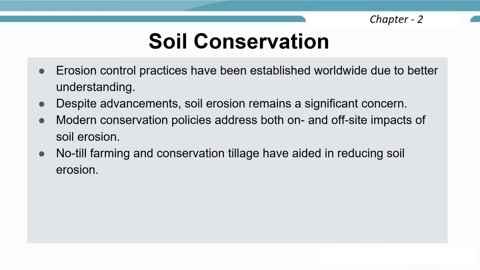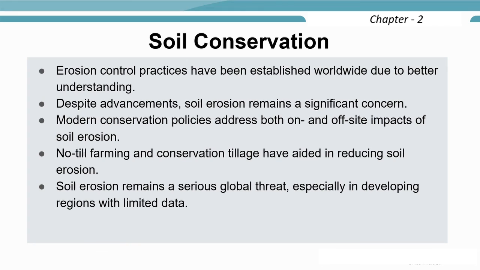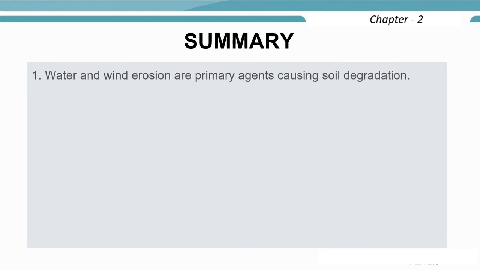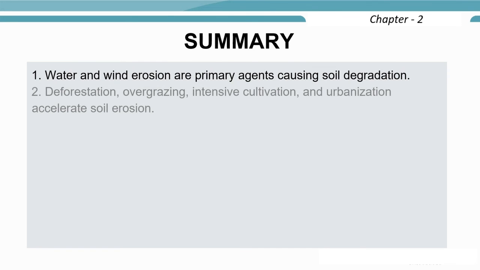Soil erosion remains a serious global threat, especially in developing regions with limited data. So in summary, water and wind erosion are the primary agents that cause soil degradation. We learned about some of the forms of water erosion. We broadly discussed geologic and accelerated erosion also. Deforestation, overgrazing, intensive cultivation and urbanization are the major drivers, and these are responsible for accelerating soil erosion.